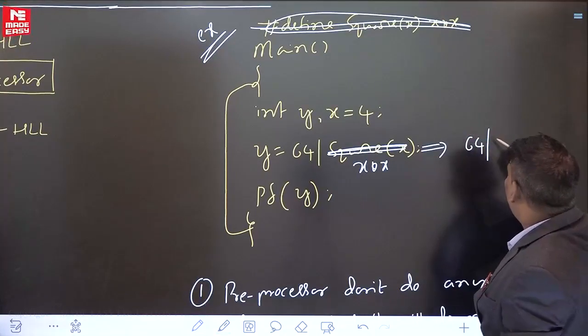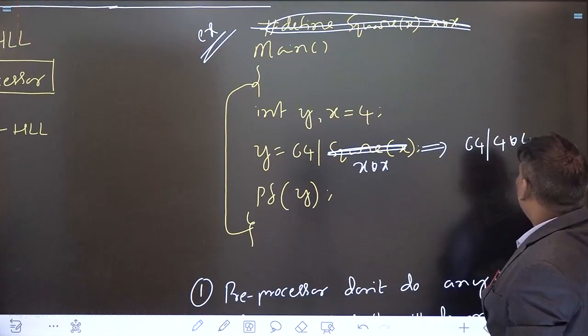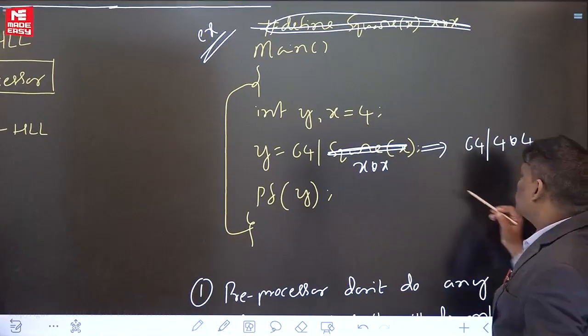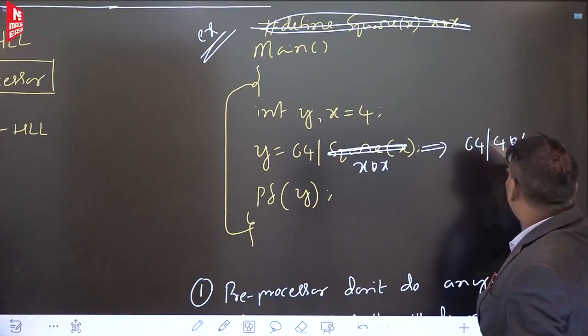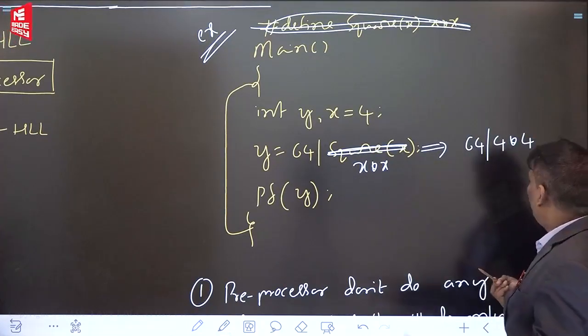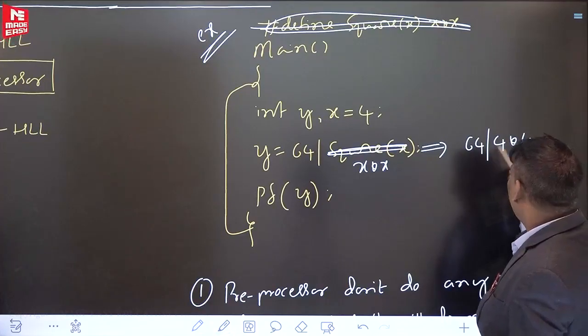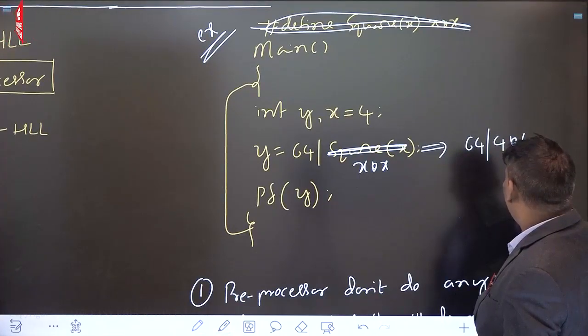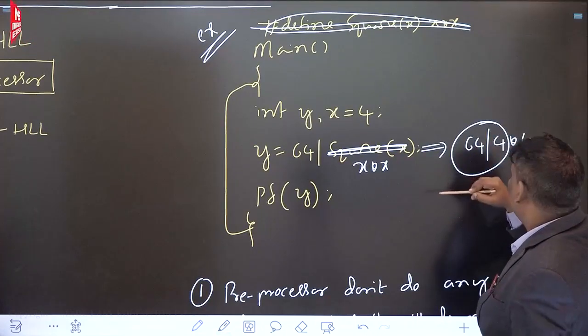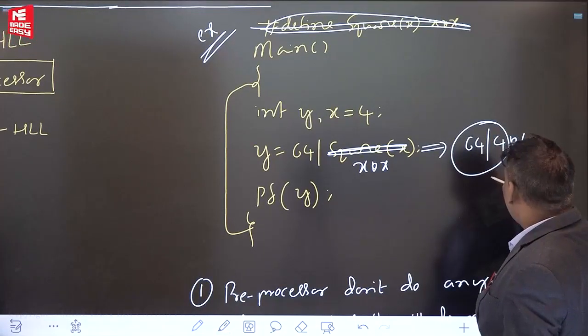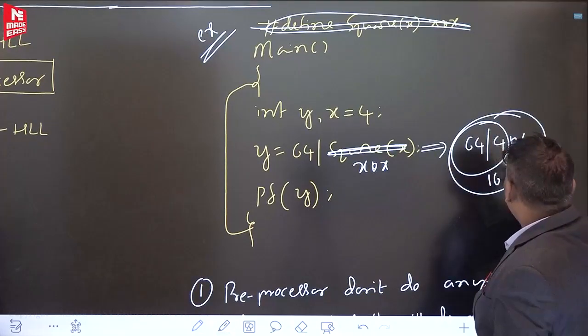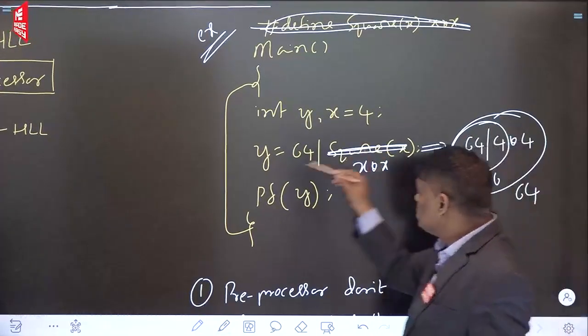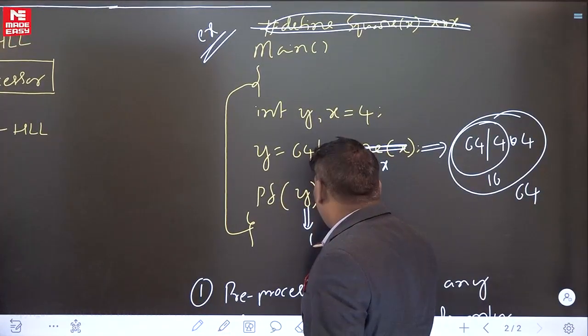What is the answer? X value 4 into 4. You don't do any calculation, right? So y is equal to 64 by x into x, means 64 by 4 into 4. You know very well. What is the answer? Multiplication and division have the highest priority, both same. Then what is the associativity? Left to right, it will be done first. 64 by 4, what is the answer? 16 into 4, 64. So y becomes 64. Printf y, 64 will be printed.